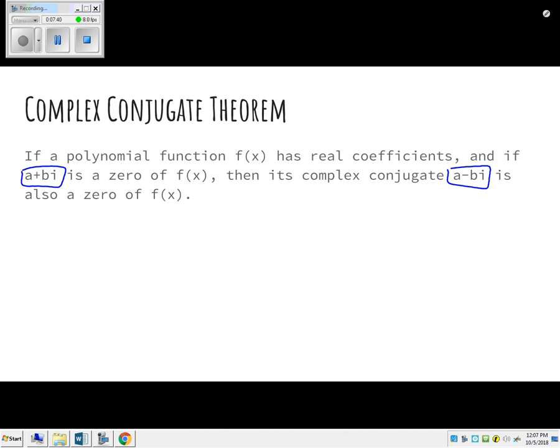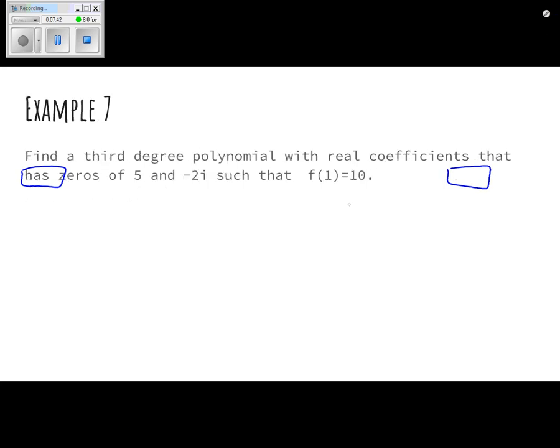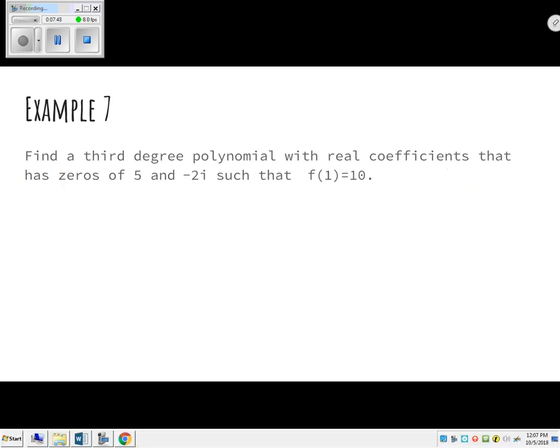But this comes in handy if I was to ask you to work the problem in reverse. It wants me to work a 3rd degree polynomial, meaning that it has 3 answers. And I'm telling you that 2 of the answers are going to be 5 and -2i. Well, I need 3 answers. So if -2i has to be a 0, then its conjugate, x plus 2i, has to also be a 0.